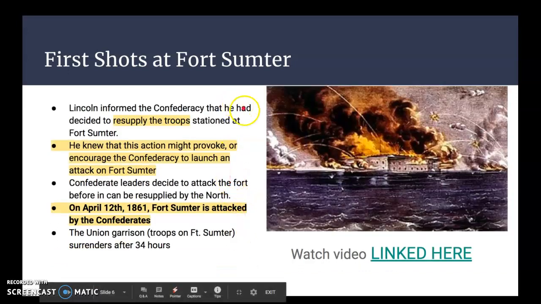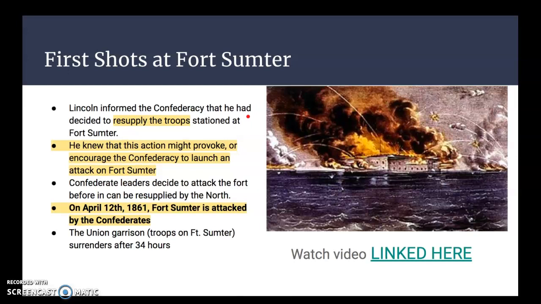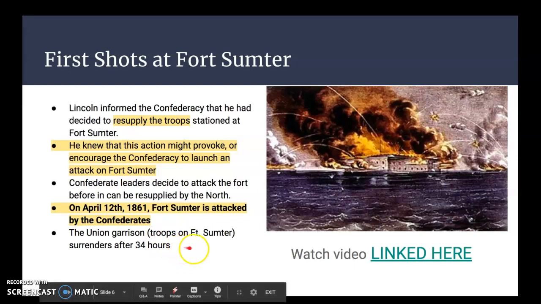So Lincoln informed the Confederacy that he decided to resupply the troops stationed there. He knew that this action might provoke the Confederacy to launch an attack on Fort Sumter, but guess what? He does it anyway. Confederate leaders decide to attack the fort before it can be resupplied by the North. So on April 12, 1861, Fort Sumter is attacked by the Confederates, and the Union garrison, those Northern troops on Fort Sumter, surrender after about 34 hours.